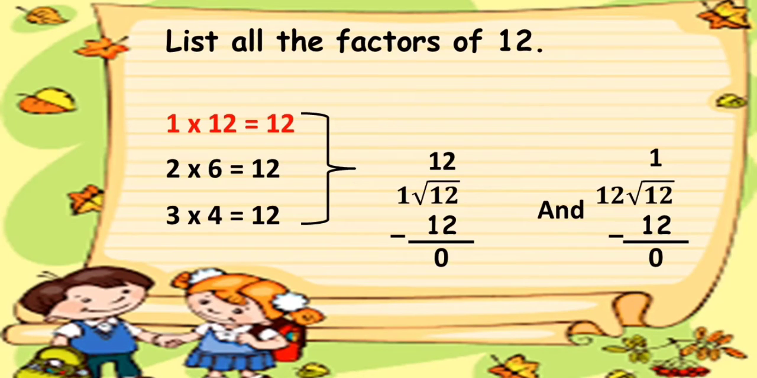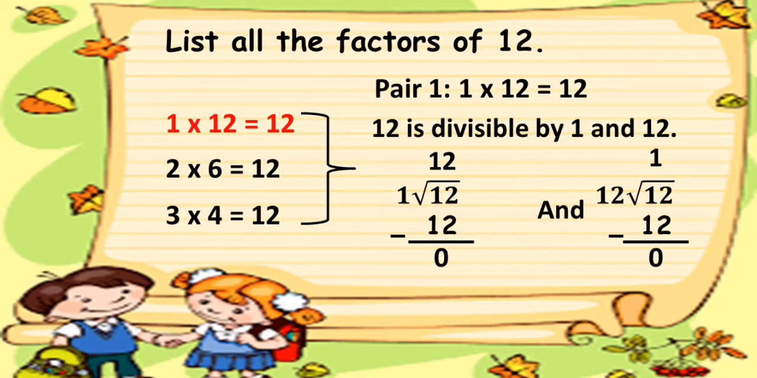In this case, let us take the number 12. To begin with, let us find out the pairs of numbers that give 12 as a product. The first pair is 1 times 12 is equal to 12. The second pair is 2 times 6 is equal to 12. And the third pair is 3 times 4 is equal to 12.